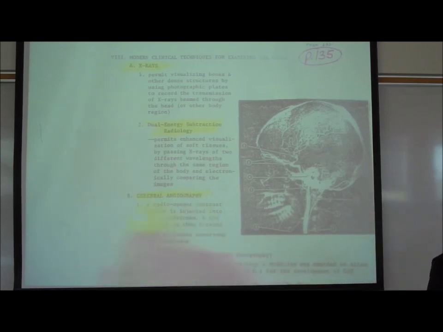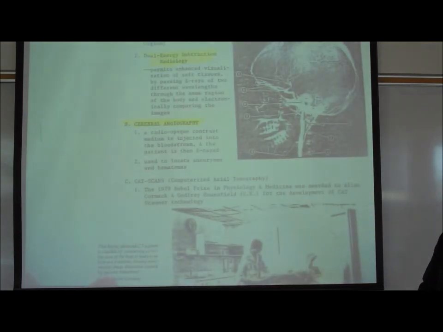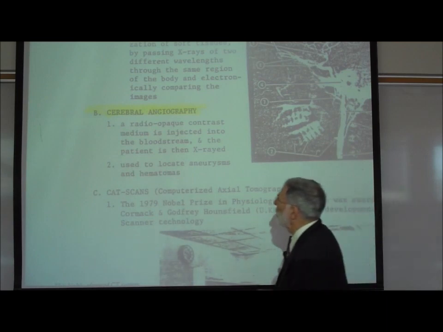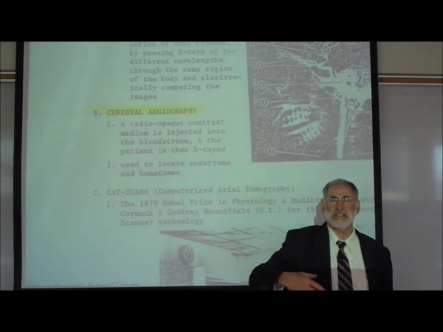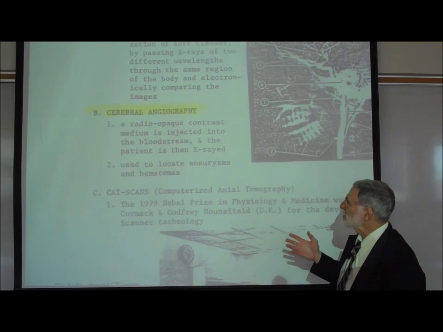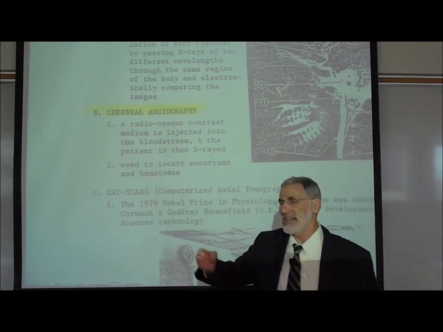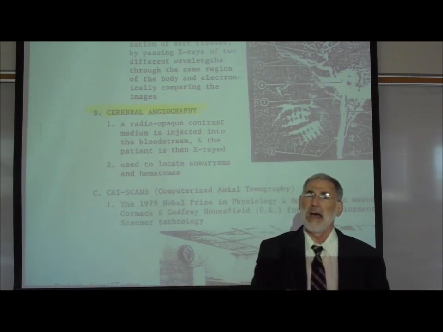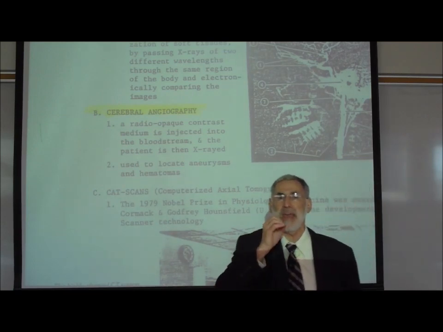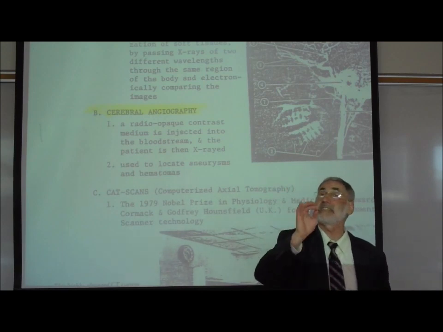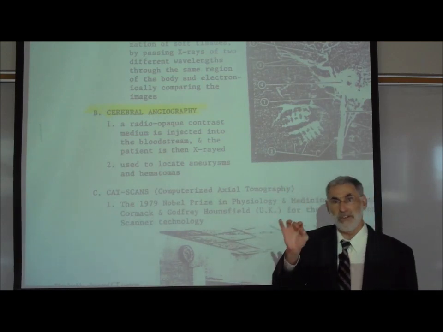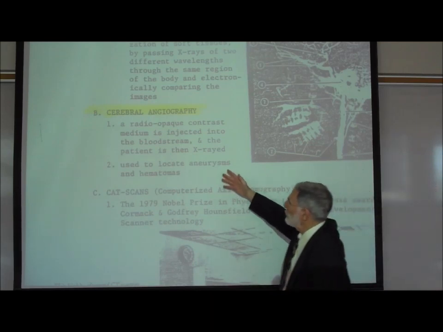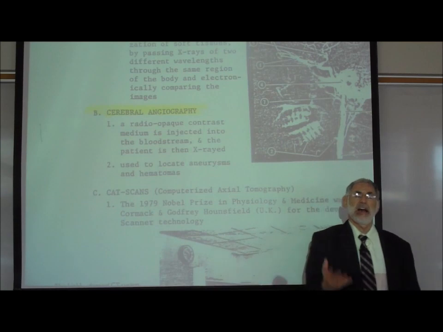But what is cerebral angiography? An angiogram is when a radio-opaque contrast medium, such as iodine, is injected into the bloodstream, and as this contrast medium circulates in the bloodstream, it allows us to beam X-rays through the body and see where the blood vessels are. So it allows the visualization of blood vessels. It is used to identify aneurysms.